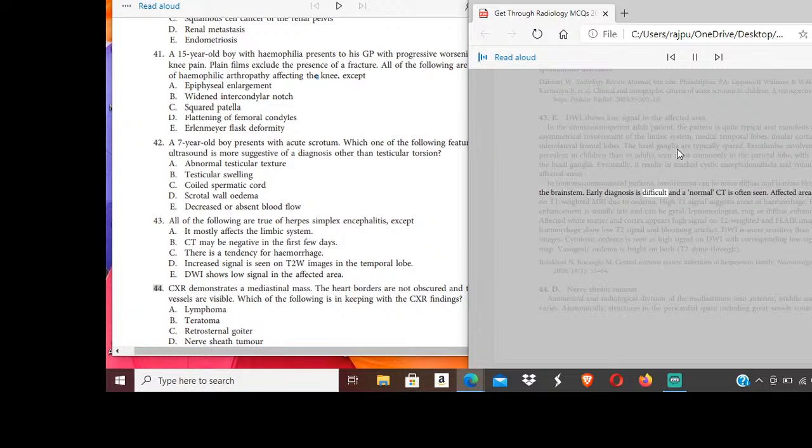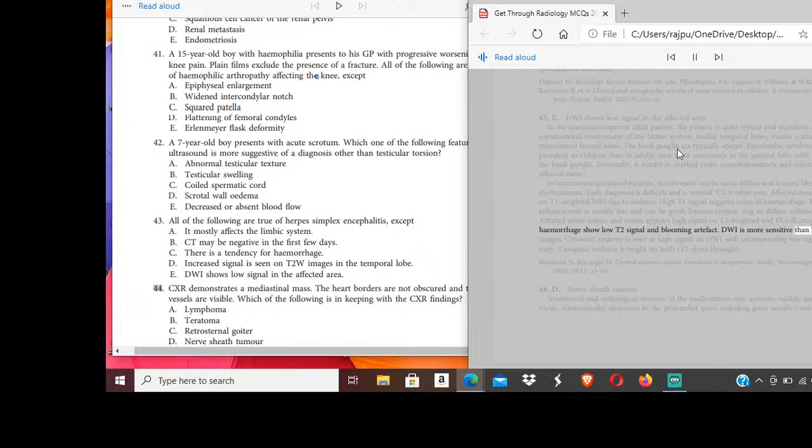Early diagnosis is difficult and a normal CT is often seen. Affected areas appear low on T1-weighted MRI due to edema. High T1 signal suggests areas of hemorrhage. Post-contrast enhancement is usually late and can be gyral, leptomeningeal, ring or diffuse enhancement. Affected white matter and cortex appear high signal on T2-weighted and FLAIR images. Areas of hemorrhage show low T2 signal and blooming artifact.